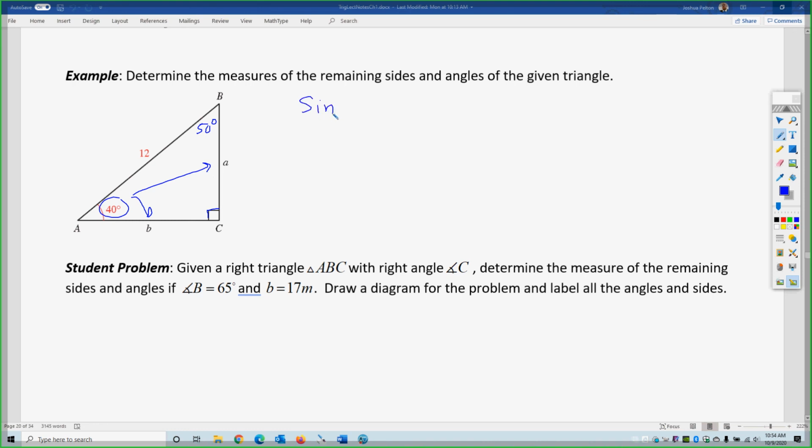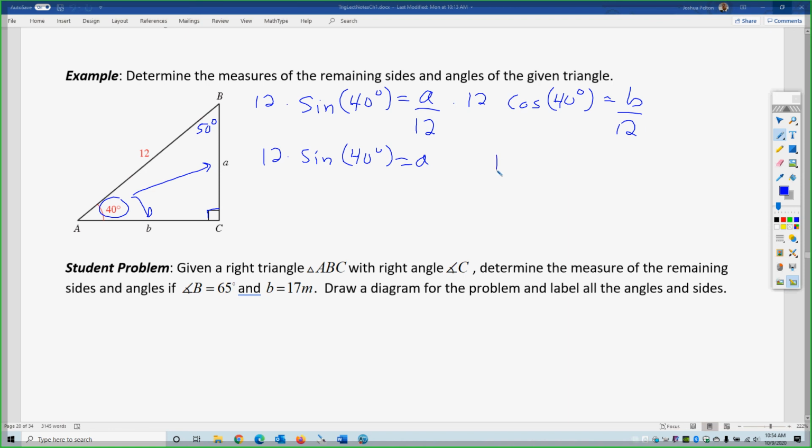So the sine of the angle, which is 40 degrees in this case, is the ratio of opposite over hypotenuse. And the cosine of that same angle is going to be adjacent over hypotenuse. So we multiply both sides by 12. 12 times the sine of 40 degrees equals A, and 12 times the cosine of 40 degrees equals B. And in both cases, it's not going to be exact. Oops, that's an A, not a B. Okay, so we're going to use the calculator now.